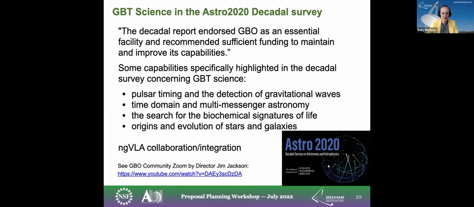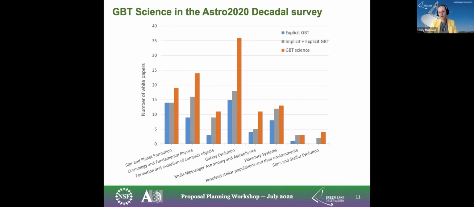So it mentioned pulsars, gravitational waves, time domain and multi-messenger astronomy, biochemical signatures for life, and then origins and evolutions of stars and galaxies. So that covers a lot of our main science areas that use the GBT. Here's a quick breakdown of GBT science in the Astro2020 decadal survey. This was the number of white papers that either explicitly mentioned the GBT, mentioned GBT science, or just implicit and explicit mentions. So the GBT is a very capable and relevant instrument for the next decade.